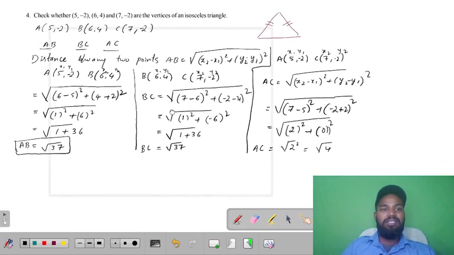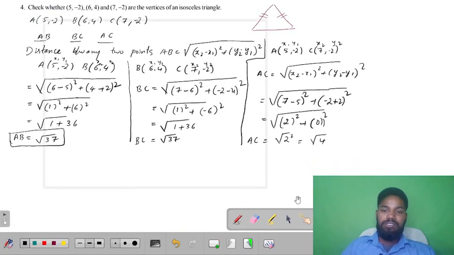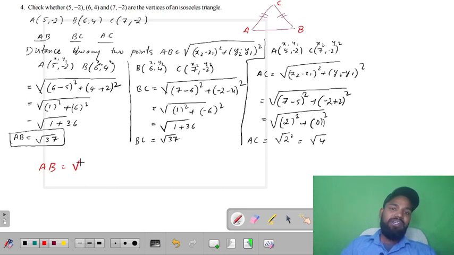Let us check the three sides, what values we get. I am writing clearly each side. I am giving the name ABC here. What is AB we got? AB we got root 37. And what is BC? BC equals root 37. And what is AC? AC equals root 4.